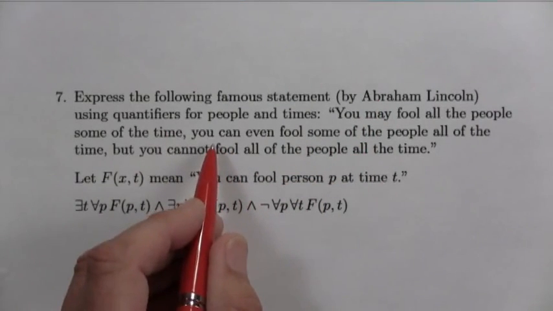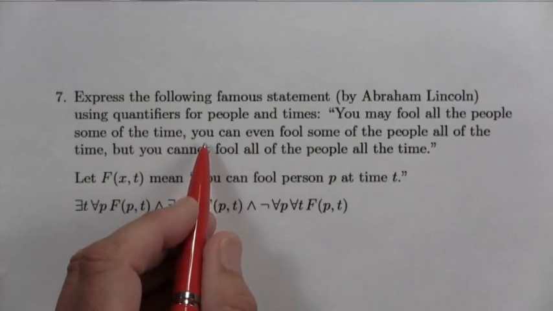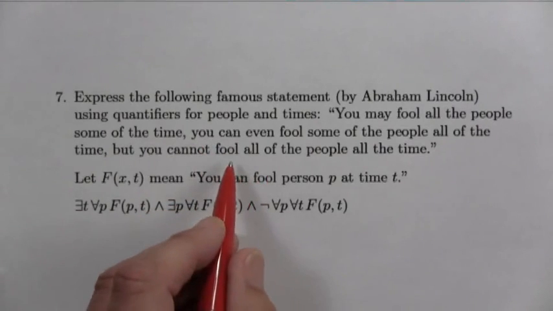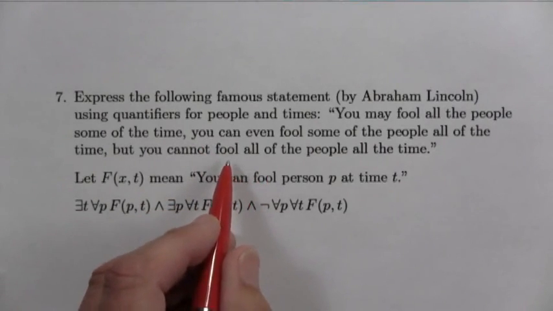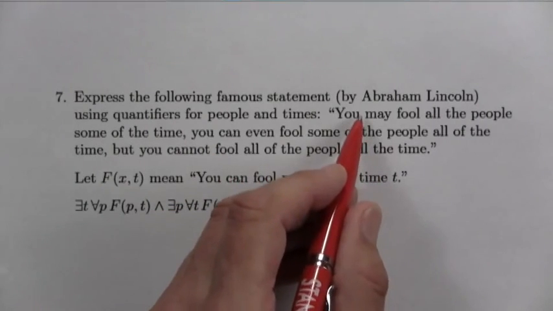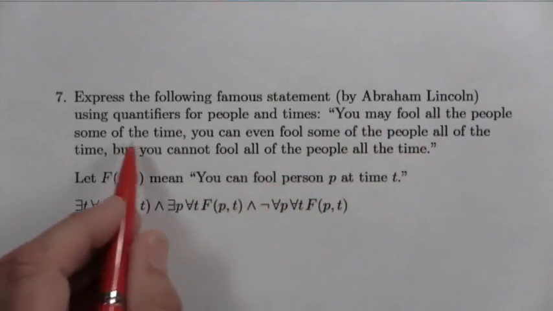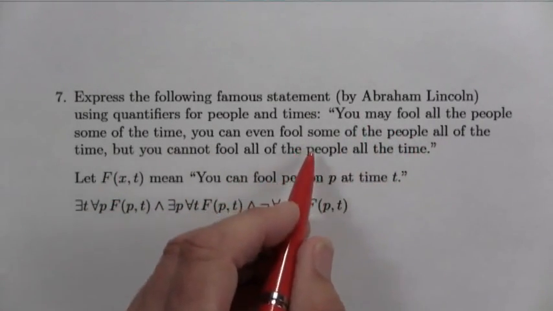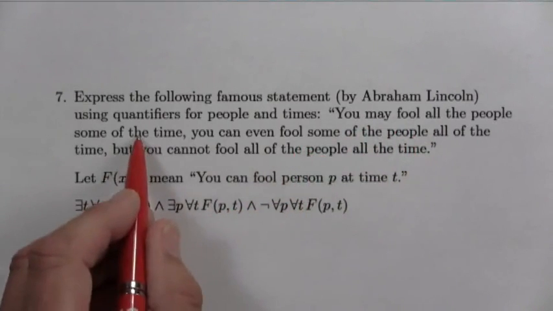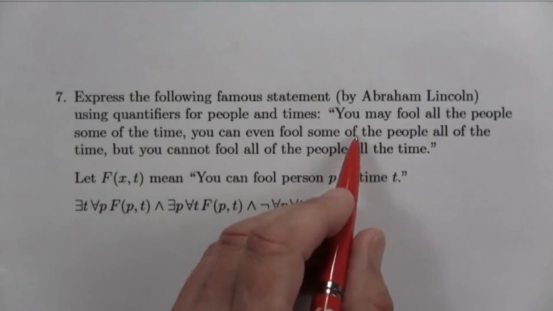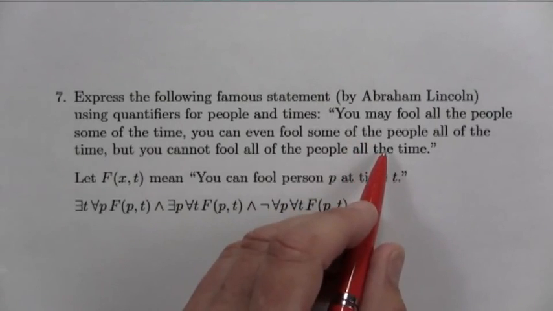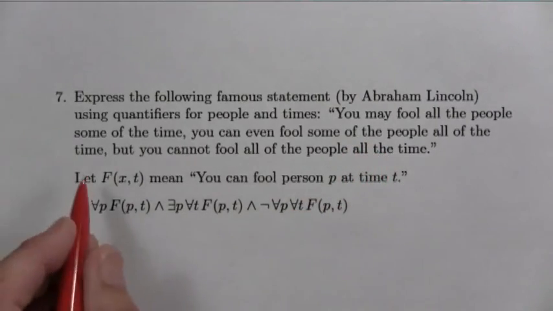You may fool all the people some of the time. You can even fool some of the people all of the time, but you cannot fool all of the people all of the time. The reason I like this example is that the quantifiers in English come at the end of the clauses, but in mathematics we read strictly left to right, and so the quantifiers have to come first.